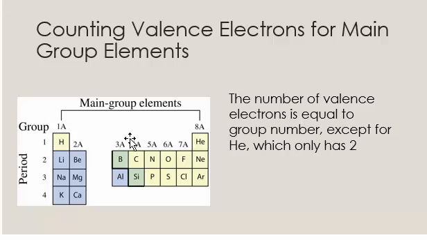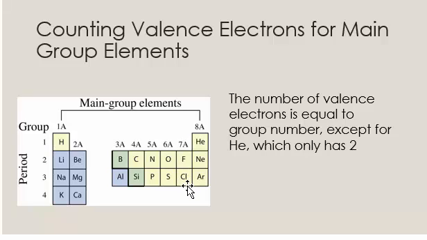The group number found on the periodic table lets you know how many valence electrons an atom in that group has. For example, hydrogen is in group 1A. Hydrogen has 1 valence electron. Carbon is in family 4A. It has 4 valence electrons. And chlorine is in family 7A. It has 7 valence electrons.